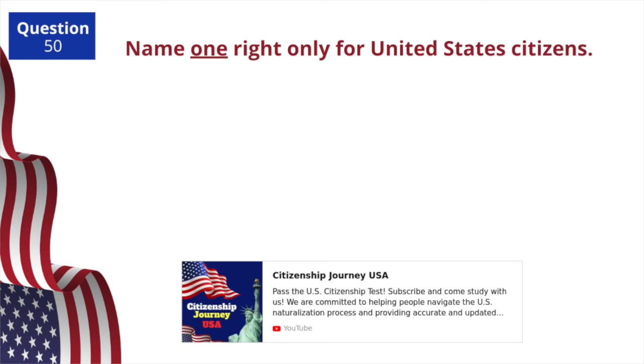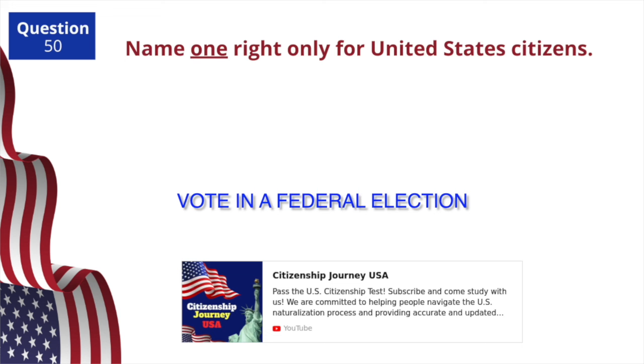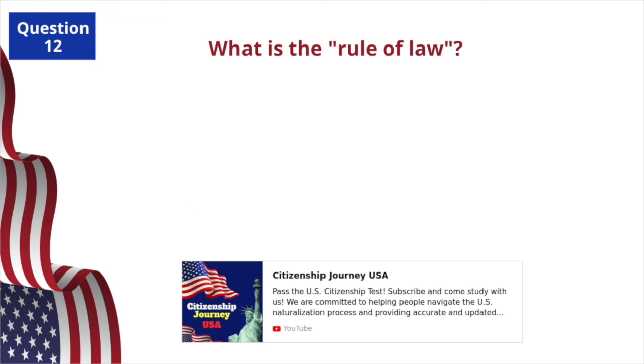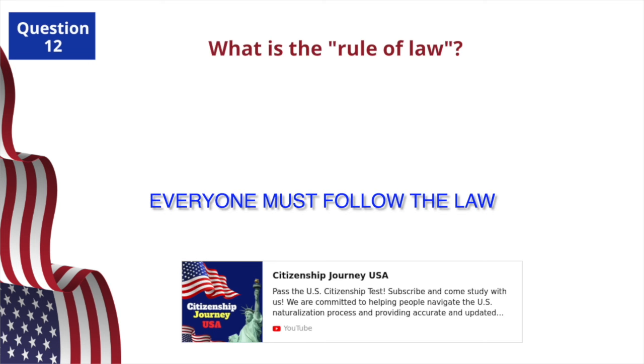Name one right only for United States citizens. Vote in a federal election. Who does a U.S. Senator represent? All people of the state. What is the rule of law? Everyone must follow the law.